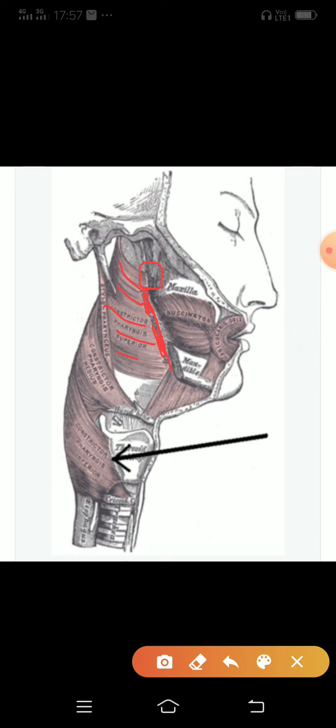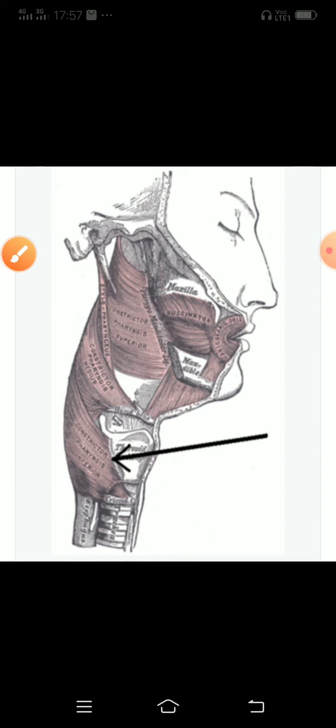pterygoid hamulus. So the third origin, as you know, is from the medial surface of the mandible at the upper end of the mylohyoid line. Somewhere here. This is the mandible. This is the first origin, this is the second origin, this is the third origin, the medial surface of the mandible at the upper end of the mylohyoid line. The fourth origin is from the side of the posterior part of the tongue. The tongue will be here, so that is the fourth one. So this is about the origin of the superior constrictor muscle.